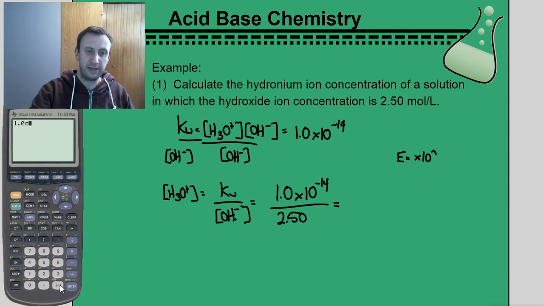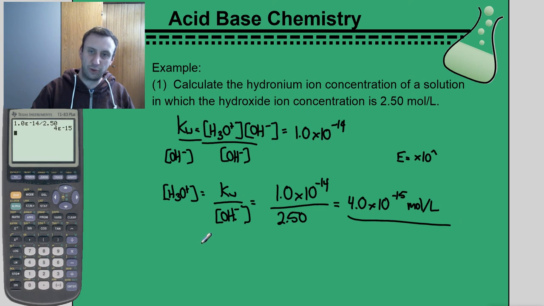So I have 1.0, second E, negative 14, and I'm going to divide that by 2.50, and I end up with an answer of 4.0 times 10 to the negative 15. And now I put the unit on, because I'm out of my equilibrium expression, of moles per liter. So that would be my final answer for my hydronium concentration, my H3O positive. What we're going to do later on is work with this and then find things like pH and pOH, but that's a different lesson entirely. 4.0 times 10 to the negative 15 moles per liter.